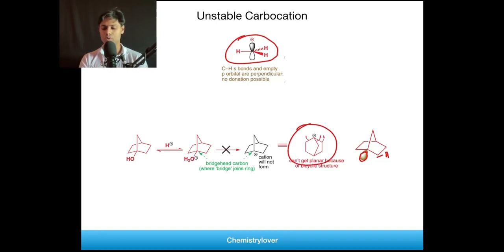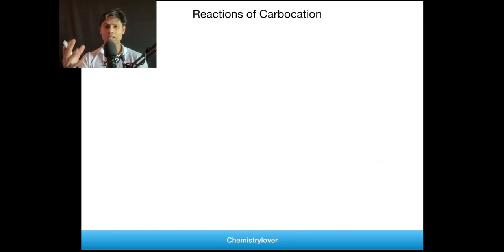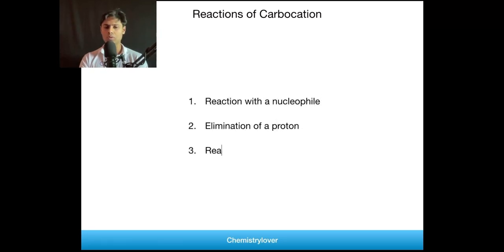Okay, so these two are classic examples of unstable carbocations. Now let us look into the reactions of carbocations. Carbocations are electron deficient species, so they readily undergo reactions with nucleophiles. One of their reactions is reaction with a nucleophile, another is that they can eliminate a proton, which is basically an elimination reaction, and the third category of reaction is rearrangement reaction. So let us see some nucleophilic reactions.